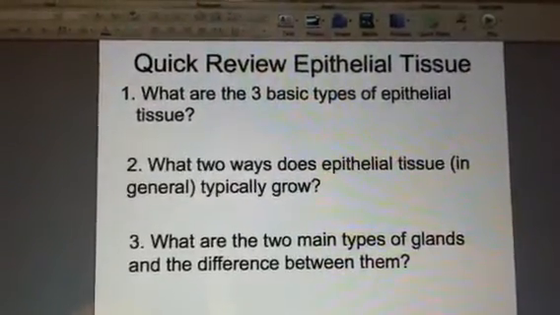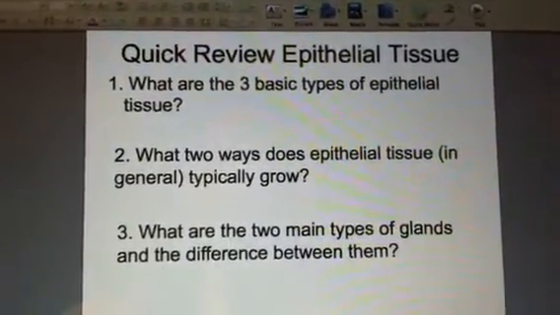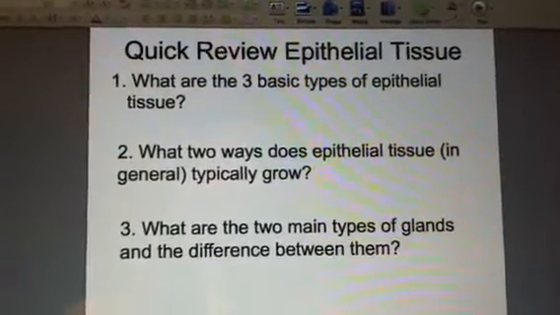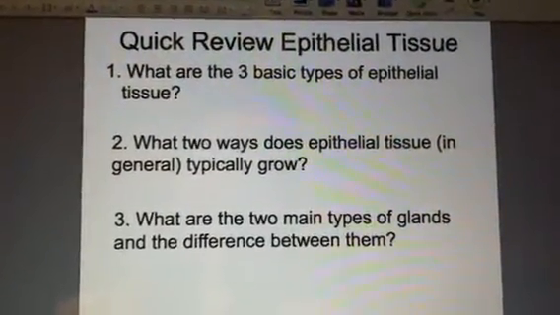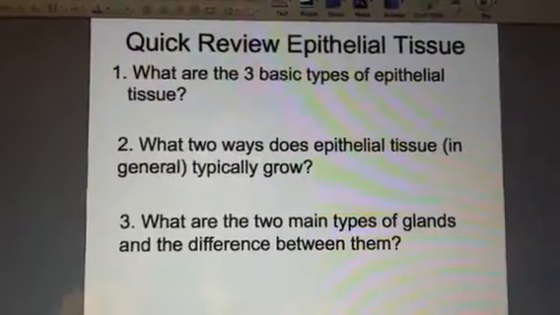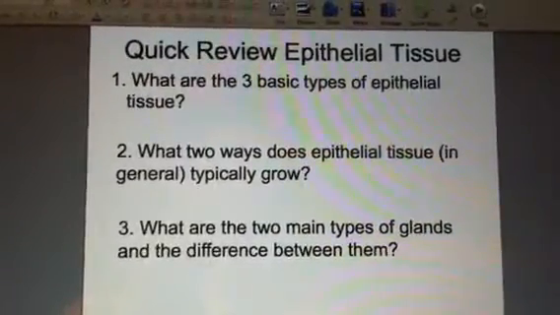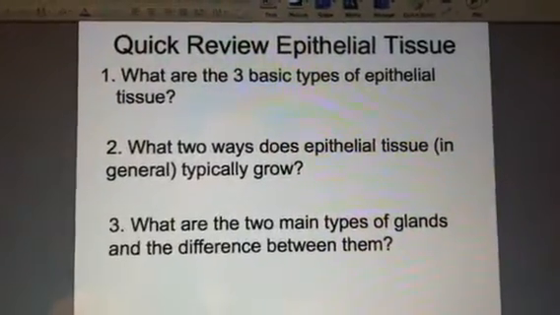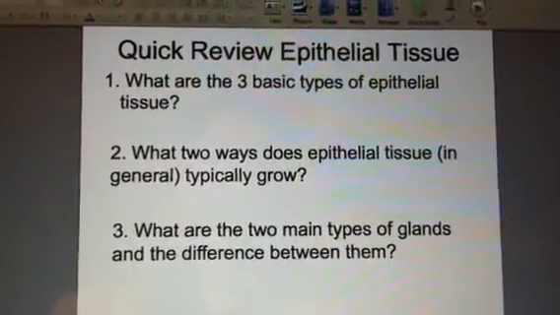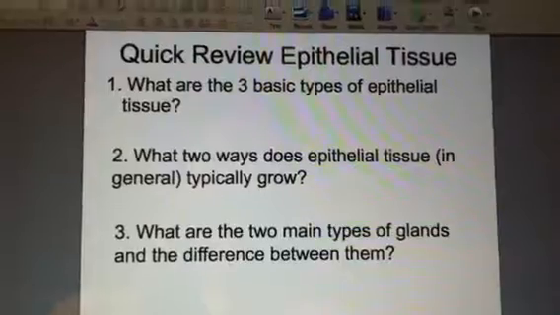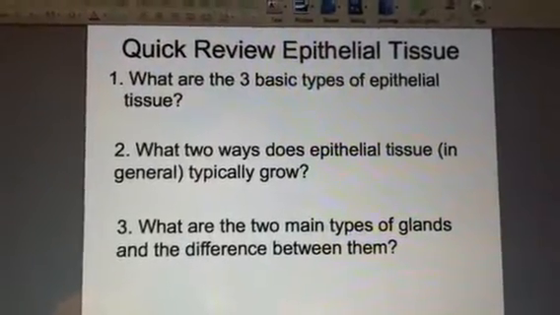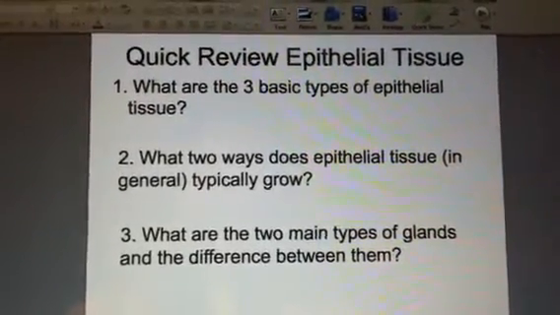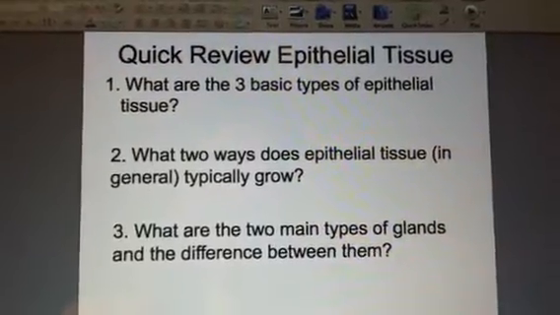Hello, we're starting with slide 18. This is a quick review that hopefully asks you to think about the questions that you've heard so far. I'd like you to spend a little bit of time answering these if you can. Number one, what are the three basic types of epithelial tissue? I hope that the different shapes are coming to mind. I hope that you're seeing circles like squamous, cubes like cuboidal, and columns like columnar, right?